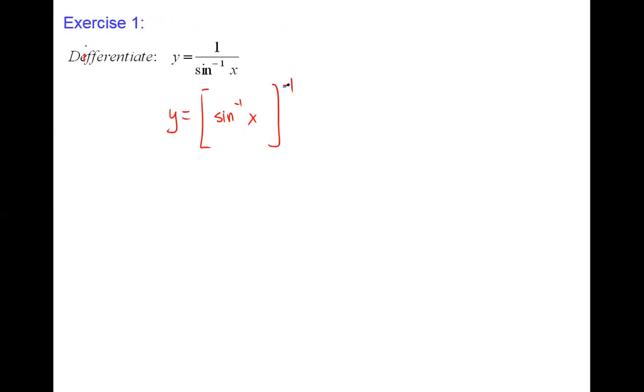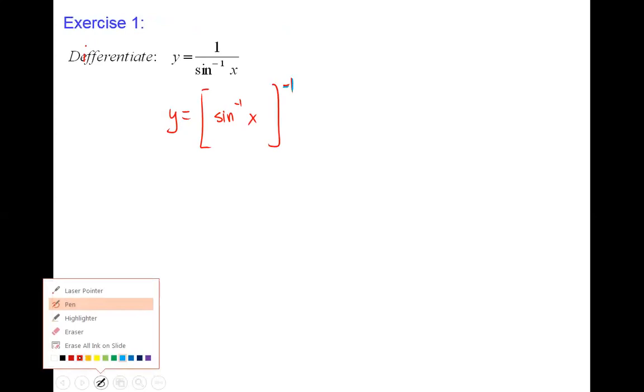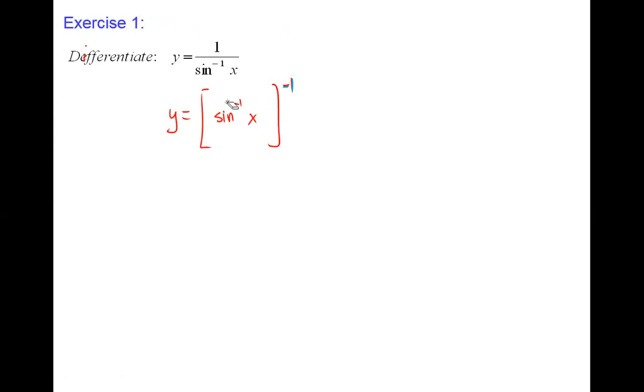But maybe I can write this. The blue -1 is a little bit different than this one, right? We know that. Because this -1 is not even an exponent, it's just the notation for the inverse. This means the reciprocal, the real -1 as an exponent. Okay, that's what we have to do. We have to use the power rule and then the inner function, the chain rule.